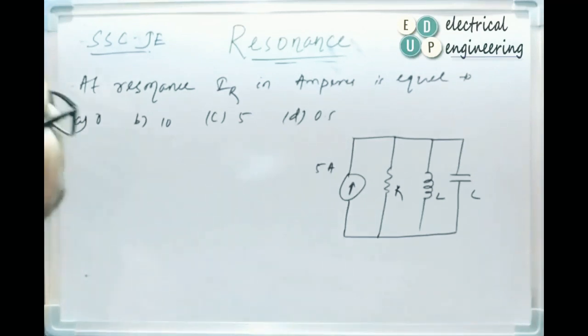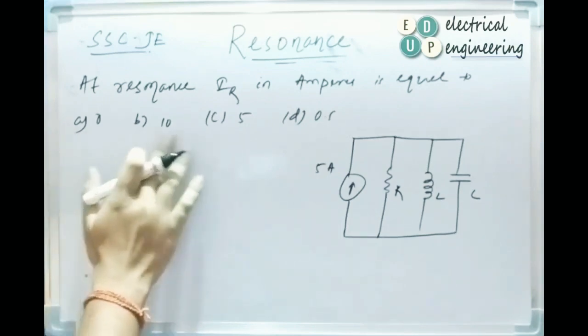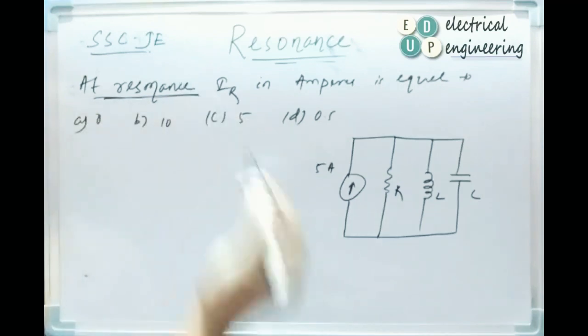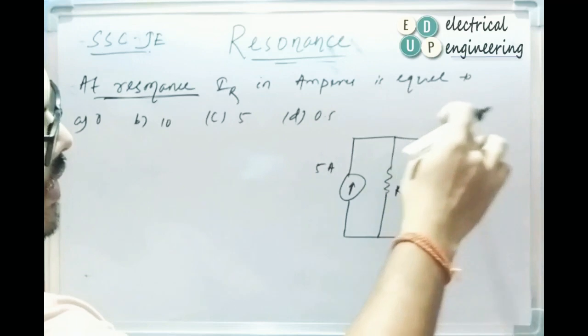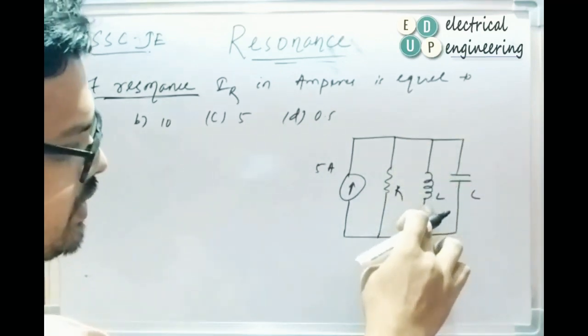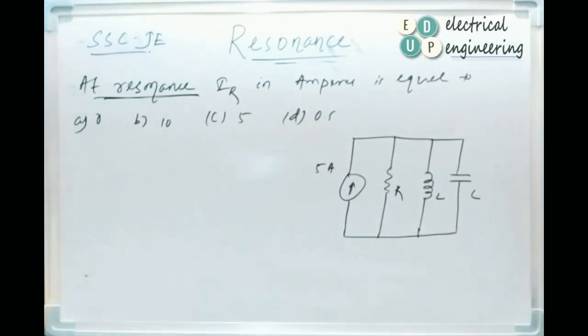Here in this diagram, at resonance, IR in amperes is equal to: A. 0 ampere, B. 10 ampere, C. 5 ampere, D. 0.5 ampere. So again, basics. Resonance condition is given, so we know that at this condition, the current delivered by this inductor is equal to the current delivered by this capacitor. So here IL and IC are equal, but they are cancelling each other.